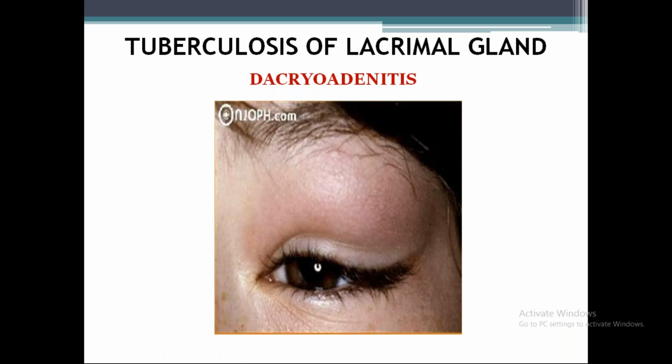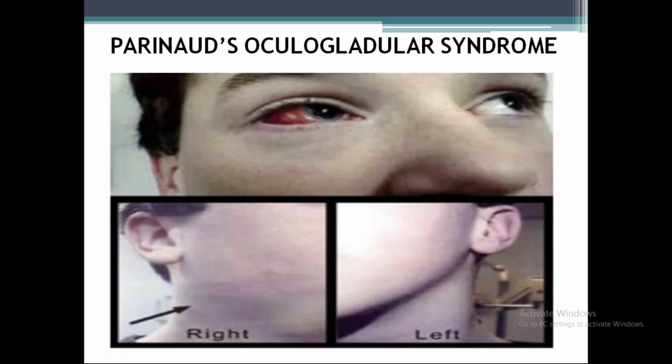From the lids, we will go into the adnexal part, the lacrimal gland. Here, the lacrimal gland is present, and there can be tuberculosis of the lacrimal gland, and that is called dacryoadenitis. So this is one of the manifestations of lids and adnexae in cases of tuberculosis.